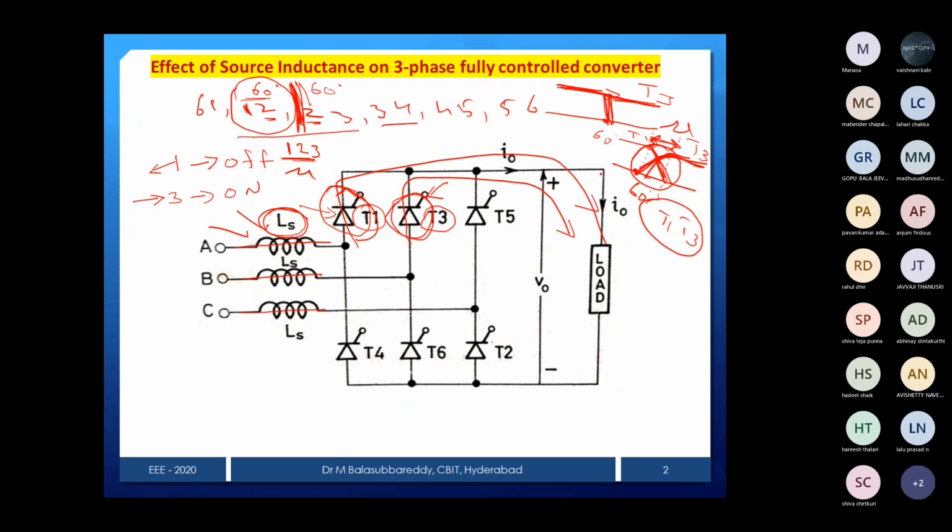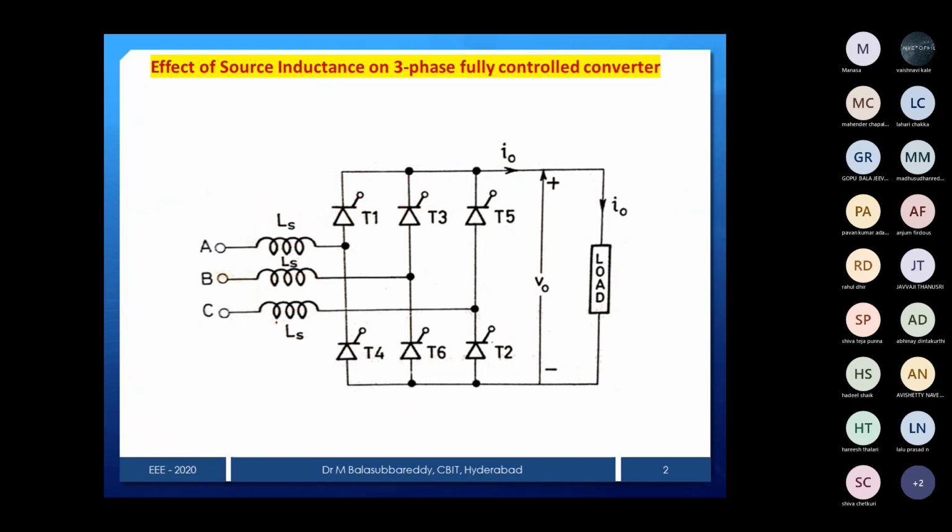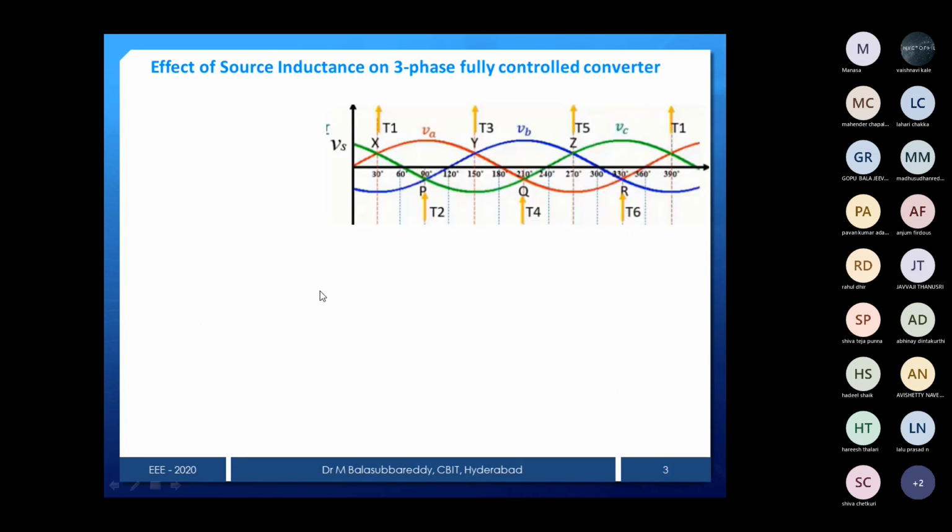After the overlap period, what else? 3 is completely on, as usual 2 will remain there. So then 2, 3 will come into the picture. So in every interval, one more interval comes into the picture if I consider the source inductance. That is the difference. I showed the previous one without source inductance; now with source inductance, I will explain one more time.